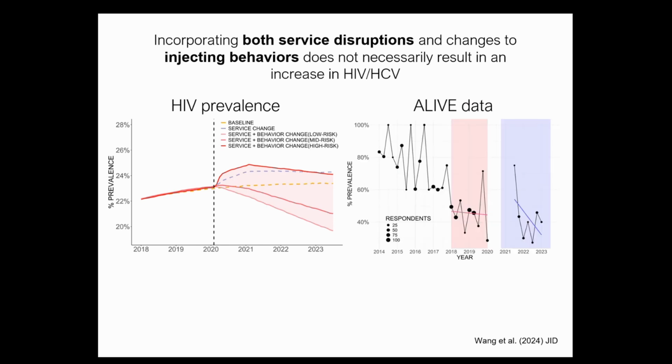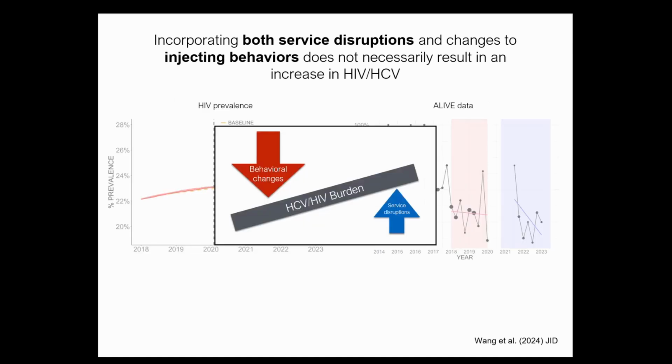injecting behaviors. When we actually look at the ALIVE data, because when people come in for those visits, they're regularly tested for HIV and hepatitis C, we do actually see that the prevalence appears to be going down. It's still a little noisy. So that red area is that pre-pandemic period from 2018 to 2020. And then in the ALIVE data post-pandemic, we do see quite a sharp decrease, but there's not necessarily a huge number of respondents in each one of those surveys.